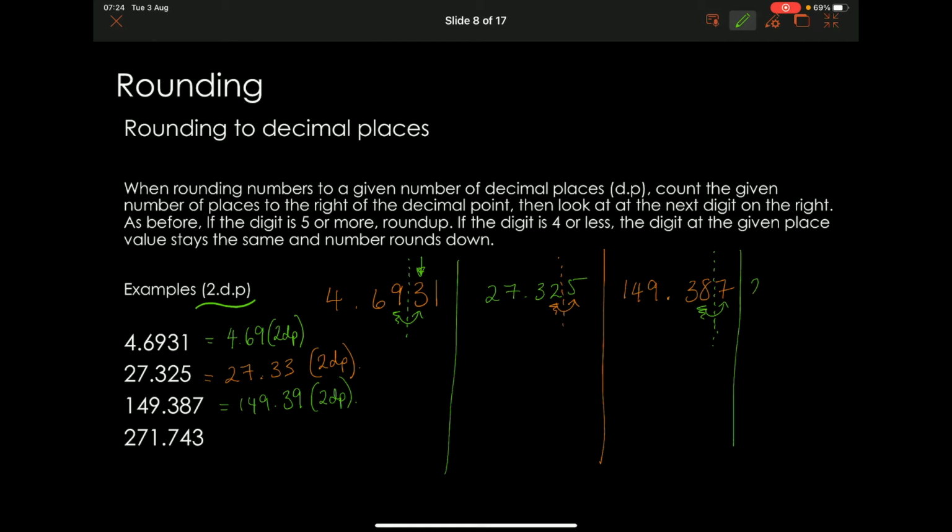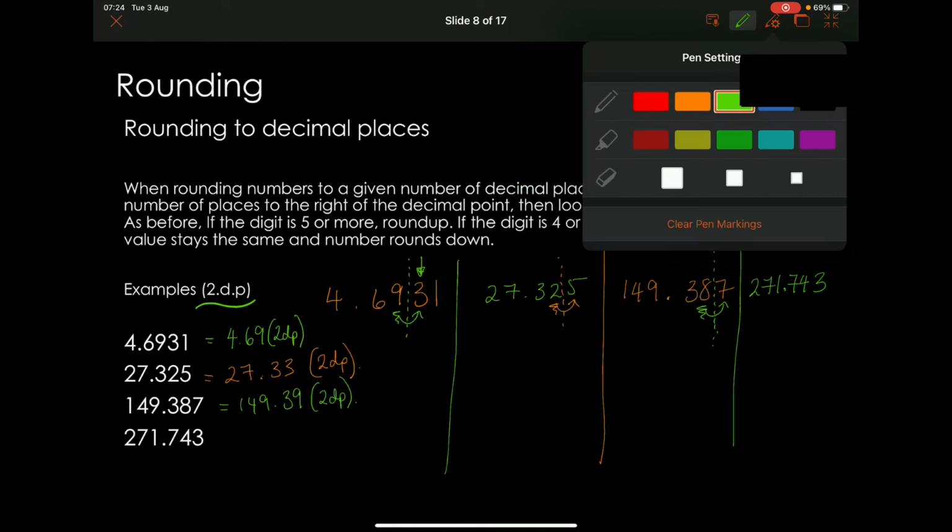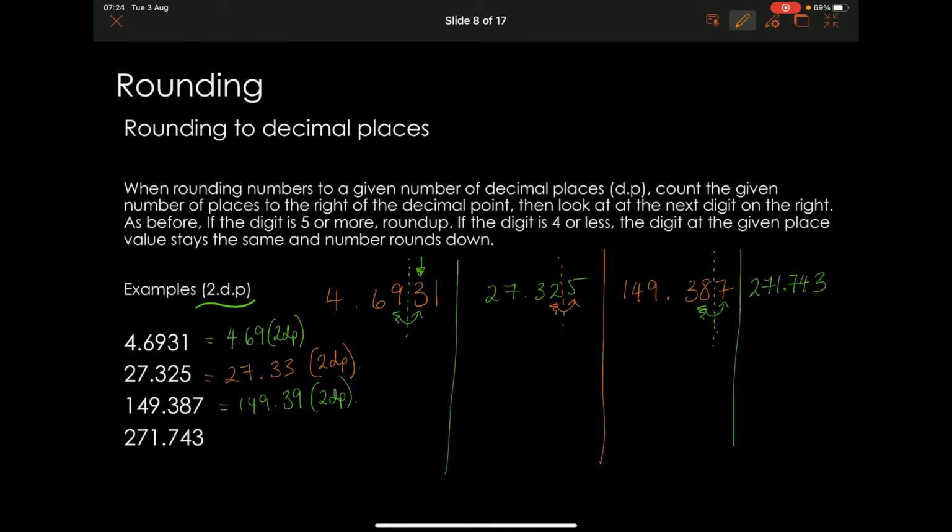And then the last one is 271.743. And again, after the decimal point, we need 2 numbers. We're going to look at the 4. Are we going to change the 4? We look to the number on the right, it's a 3. If it's 4 or below, we know we leave it as it is. So that one would just be 271.74 to 2 decimal places. All right, so that's 2 decimal places.